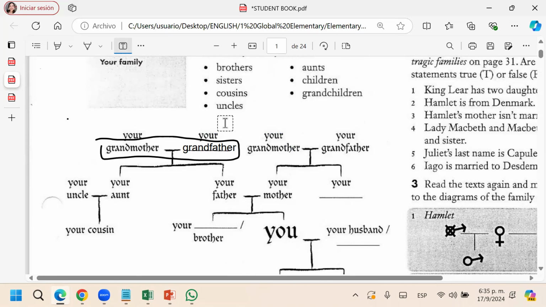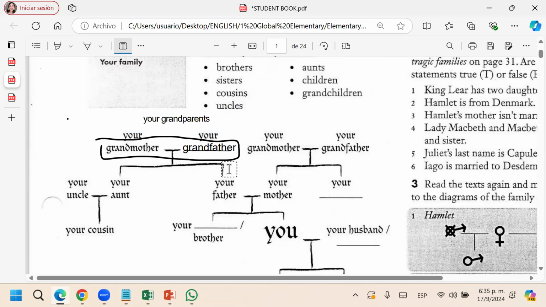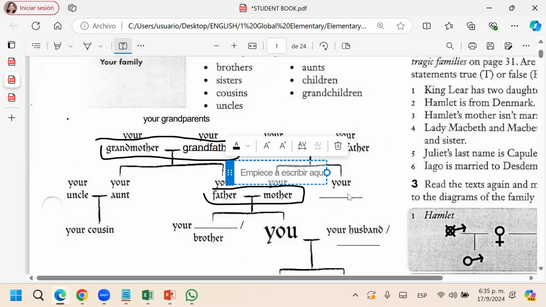Grandmother and grandfather are your grandparents. Your grandparents, your grandmother, your grandfather. It's like, for example, saying your mom and dad. You can say your parents, like this.